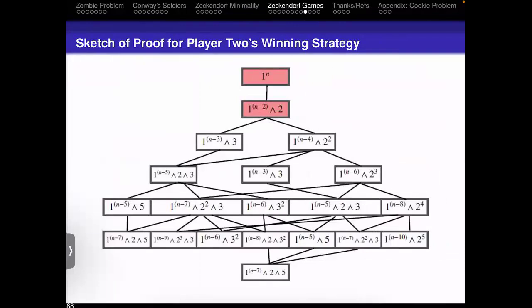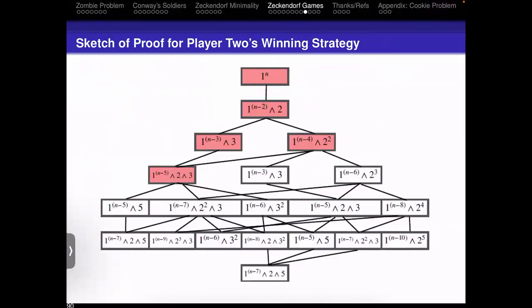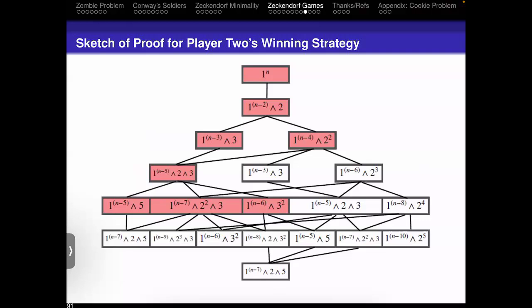So in the bottom, we have n-7 copies of 1, one copy of 2, one copy of 5. Because player one has the winning strategy, it doesn't matter which way player two moves, player one is still going to have the winning strategy. So the next row, the third row, both have to be colored pink, and player one has a winning strategy from either of these positions. Let's look at what's going on from the one on the far left. That's the only place player one can go from 1^(n-3) wedge 3. So this has to be a winning strategy. So no matter where player two goes, it's got to be a winning position for one.